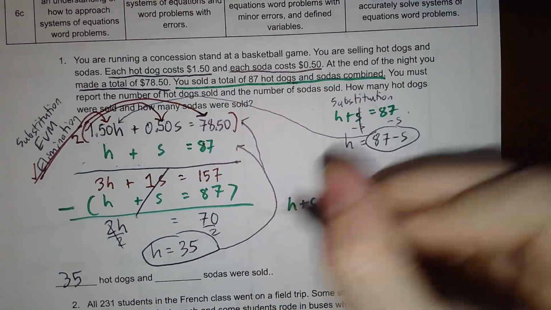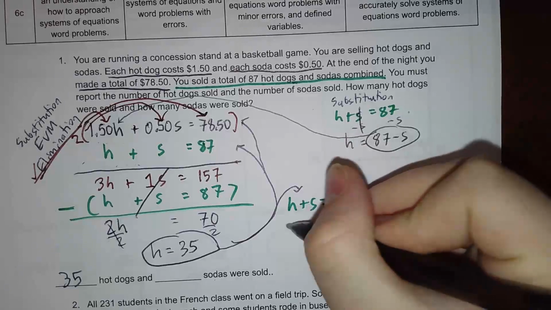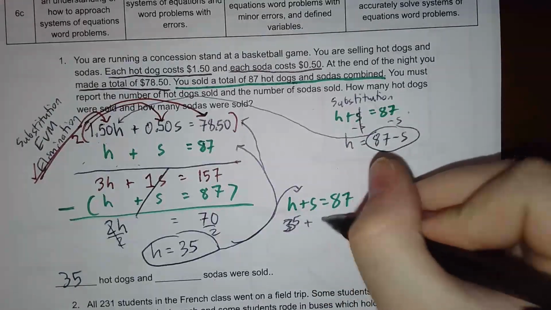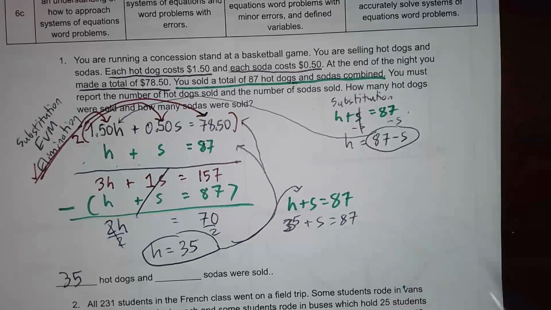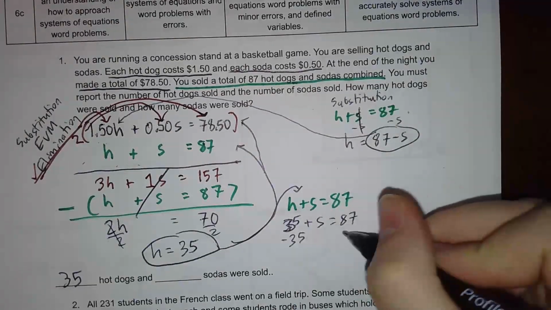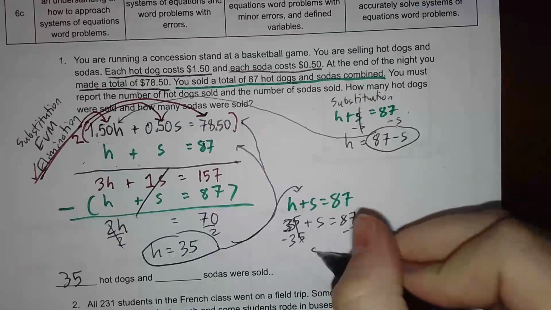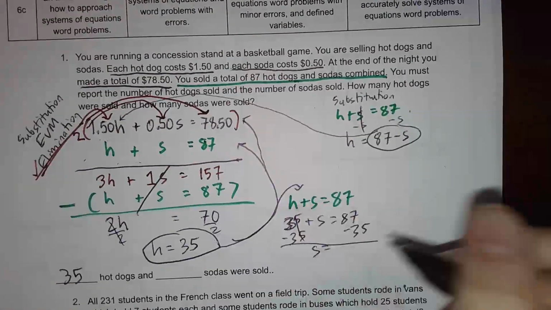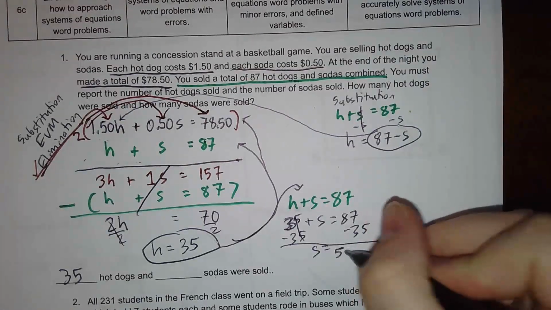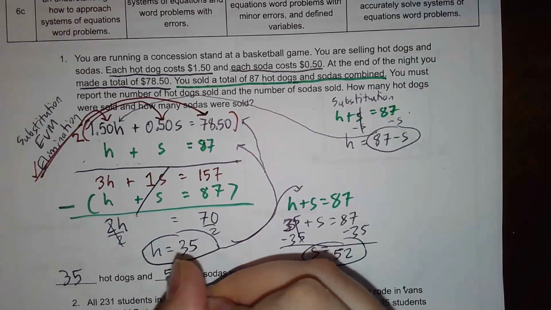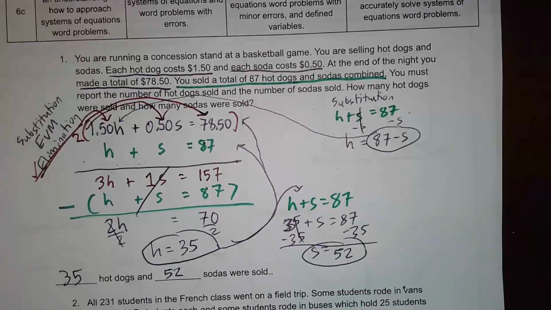If we substitute 35 in for h, we're going to get our answer for s right away. So subtracting 35, we get s equals, what is 87 minus 35? It's 52. So our final answer is 35 hot dogs and 52 sodas.